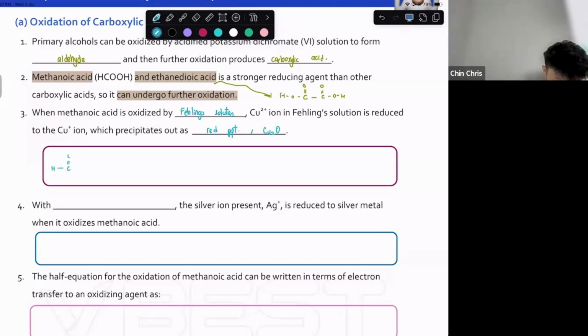Yeah, I'll give you the equation. HCOOH reacts with Cu2+ and OH-. And guys, when you oxidize metanoic acid, can anyone tell me what it turns into? Oxidize a metanoic acid. When you oxidize a carboxylic acid, what does it turn into?